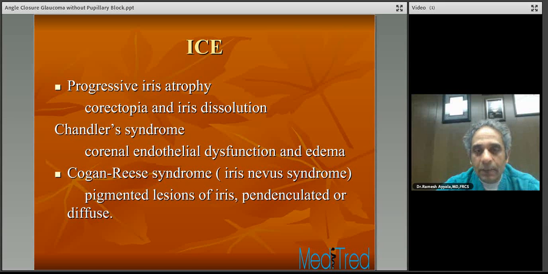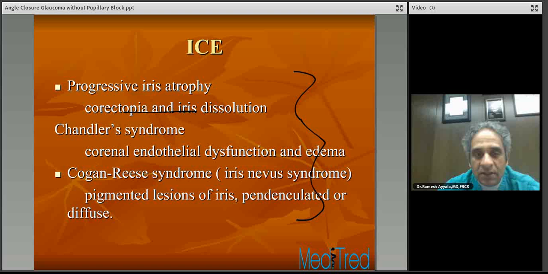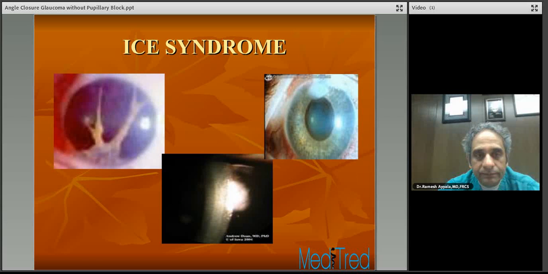So depending upon which factor is more prominently displayed in the clinical setting, you classify the eyes into progressive iris atrophy, where predominantly you will see corectopia and iris dissolution; Chandler syndrome, where you have corneal endothelial dysfunction and edema, along with glaucoma; and Cogan-Reese syndrome or the iris-nevus syndrome, where you see pigmented lesions of iris, pedunculated or diffuse. But the common factor in all three of them is abnormal corneal endothelium. Here are some examples of eyes. Look at, in extreme cases, the amount of corectopia that you see with iris atrophy.